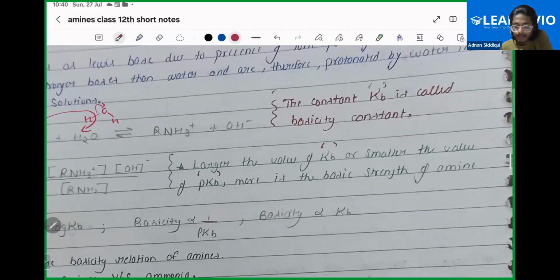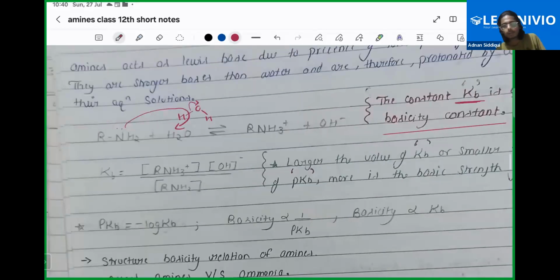Now, this Kb is called basicity constant. And what does it signify? It signifies how much base is produced in your reaction. What is the concentration of your OH negative? If your concentration of OH negative is more, if your OH negative is produced more easily, more rapidly, then you will say that Kb is high. Kb is the base dissociation constant, or you can say basicity constant. If more OH negative is getting produced, then the Kb is more. If not, Kb is less.